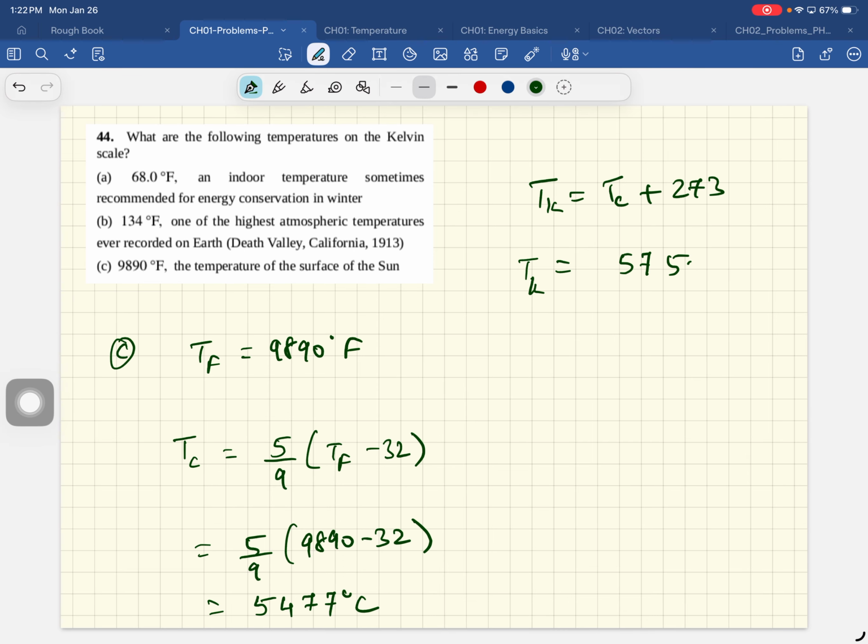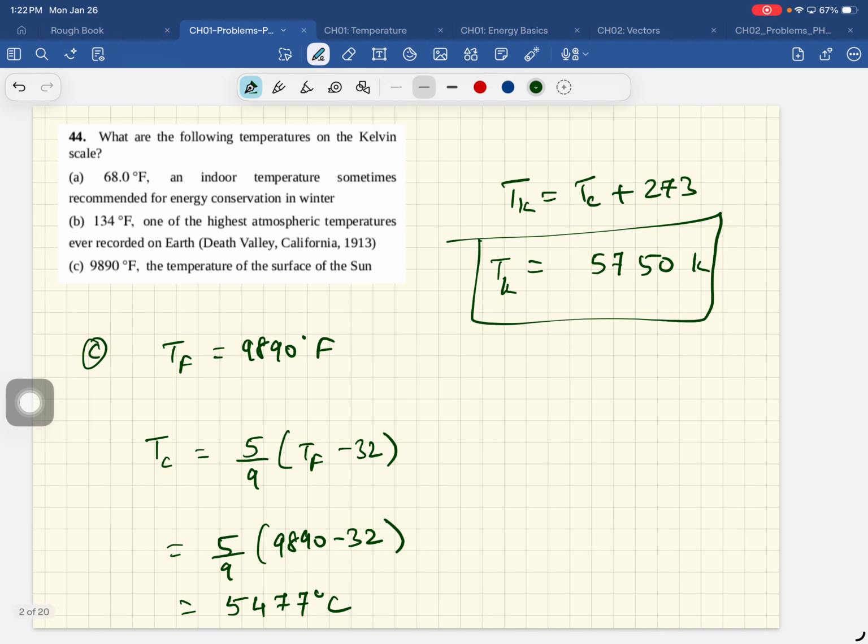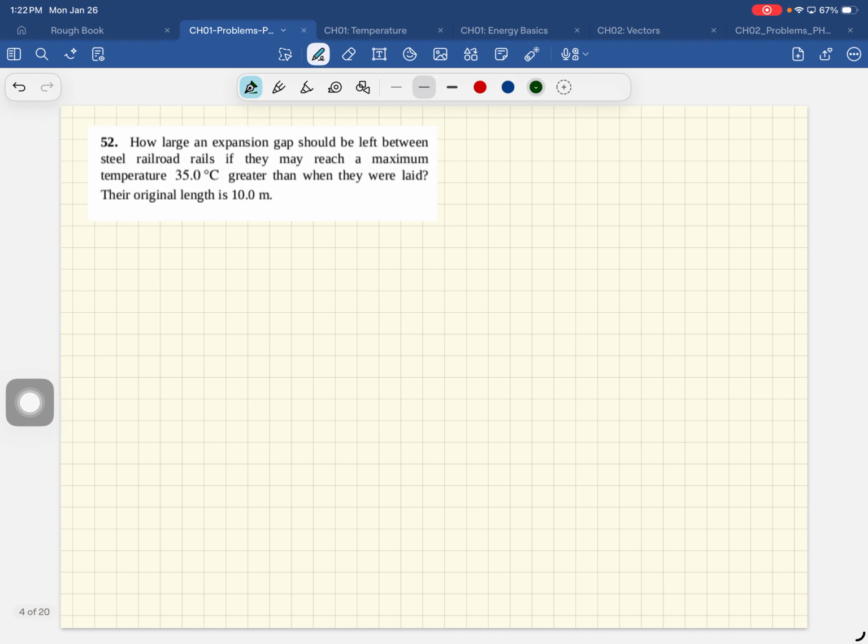Okay, 12 times 35 is 420, so 4,200. So 4.2 times 10 to the minus 3 meters, 4.2 millimeters, half a centimeter. So this much. The gap is about half a centimeter. Okay. And of course, okay.